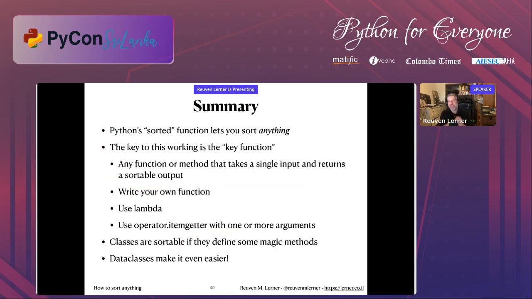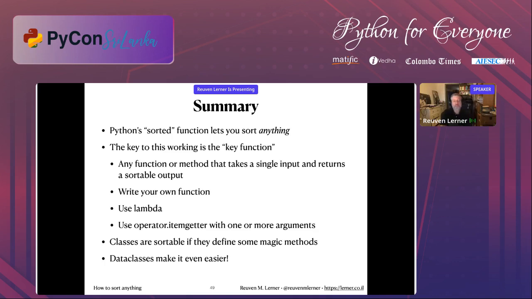So to summarize, and then I will turn off my screen share so I can see your questions. Hopefully you've got lots of them. Python's sorted function lets you sort anything. And the key to this is the key function: any function or method that takes a single input and returns a sortable output. You could write your own function. You can use lambda. You can also, and I really love to do this, use operator.itemgetter with 1 or more arguments.